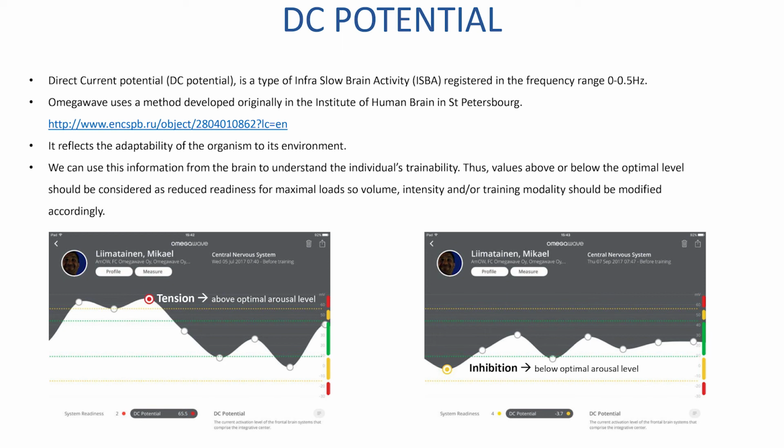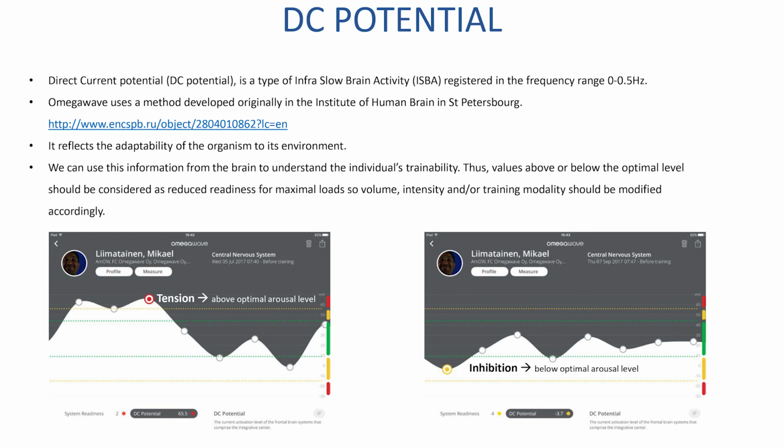So our interpretation is that we can evaluate adaptability, trainability, learnability. And if DC potential drops down, decreases a lot, it means the system is going to be exhausted, just closed and trying to reject everything. If DC potential is very high, it means the system is working very hard. Simple interpretation, very understandable for coaches, and they can make decisions.